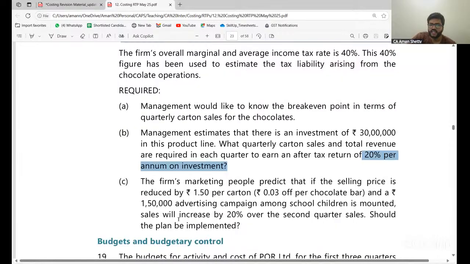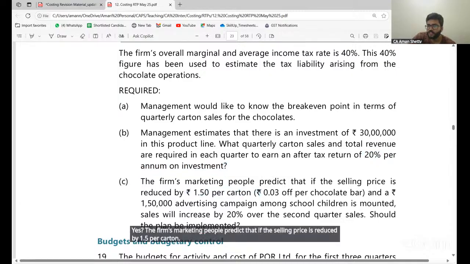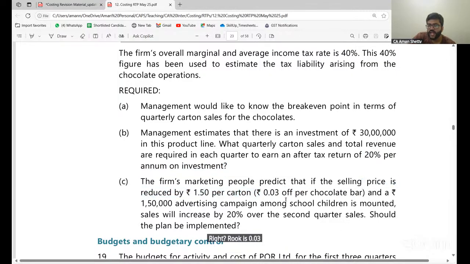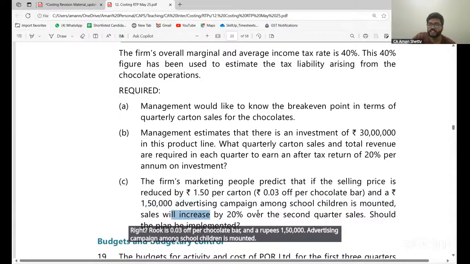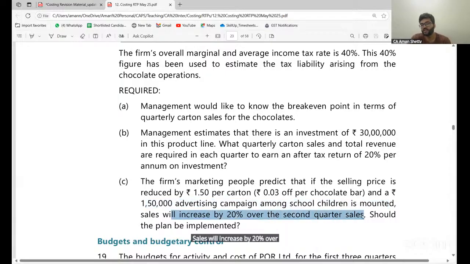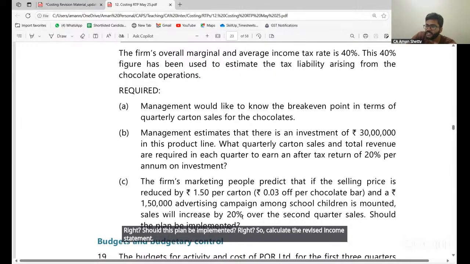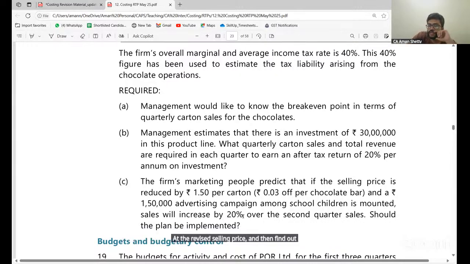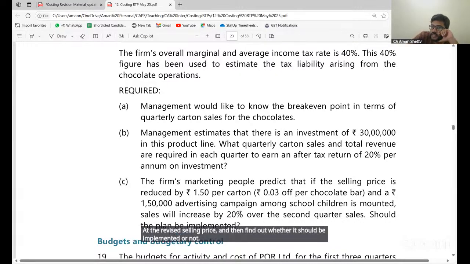The firm's marketing people predict that if the selling price is reduced by rupees 1.5 per carton, that is rupees 0.03 off per chocolate bar, and a rupees 1,50,000 advertising campaign among school children is mounted, sales will increase by 20% over the second quarter sales. Should this plan be implemented? Calculate the revised income statement at the revised selling price and then find out whether it should be implemented or not.